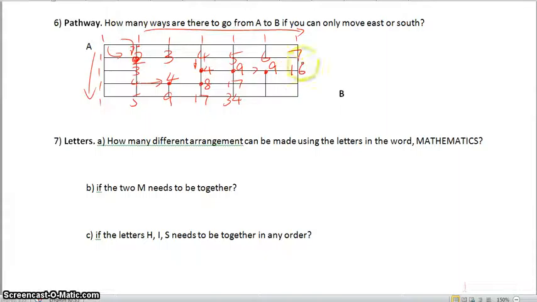9, 16. 17, 9 is the 26. 34, 26 is 60. This one plus this one is 42. 102. The answer is 102.